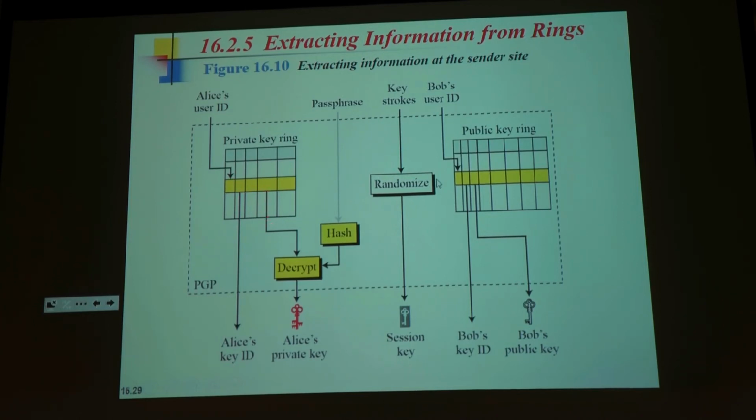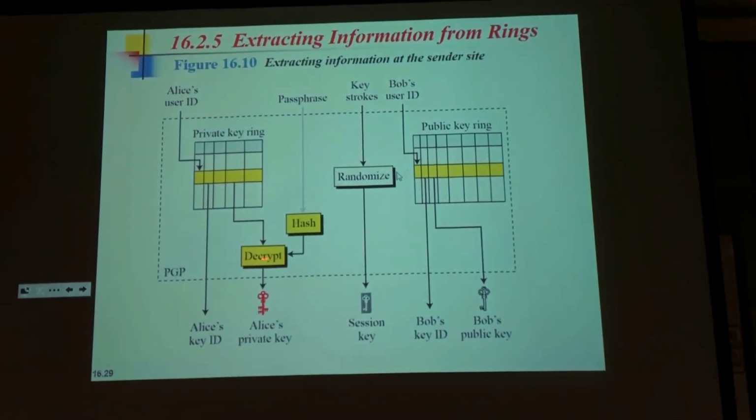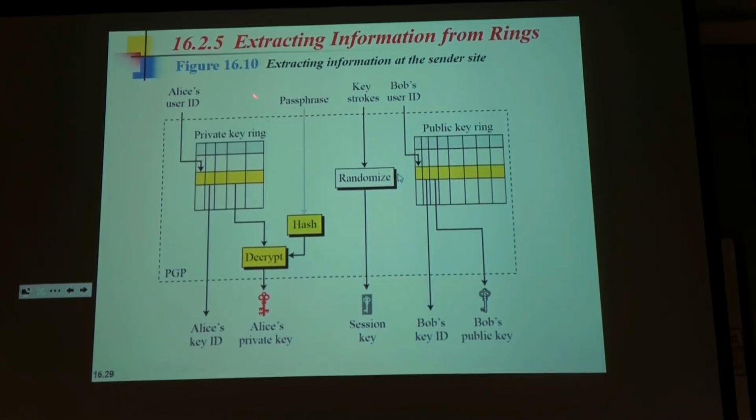The private key. We said the private key will be saved encrypted. So what you have to do is decrypt it in a certain way. How do you decrypt it? There is a decryption algorithm. There is a passphrase. You have to pass it to the hash. The hash will create a digest, and that will be the key for this decryption, and that will give you Alice's private key. So that's what you need to get: Alice's key ID and Alice's private key. Good.